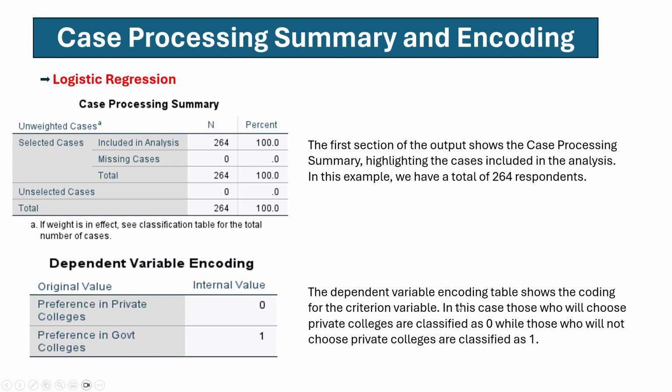The dependent variable encoding table shows the coding for the criterion variable. In this case, those who will choose private colleges are classified as 0, while those who will not choose private colleges are classified as 1. That means government college is 1.